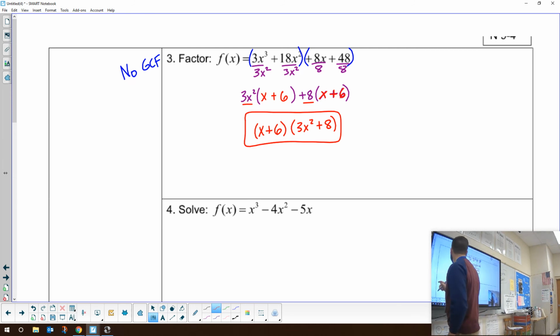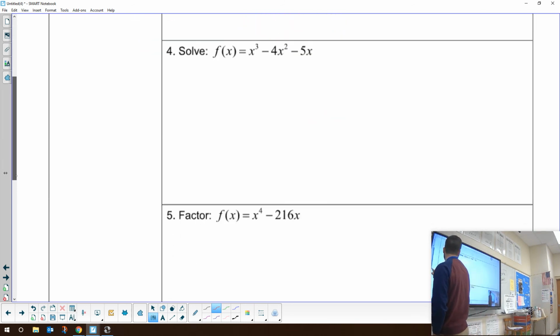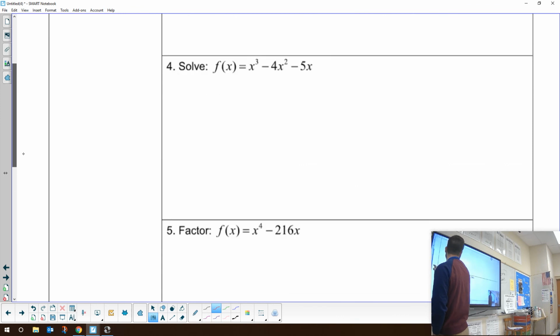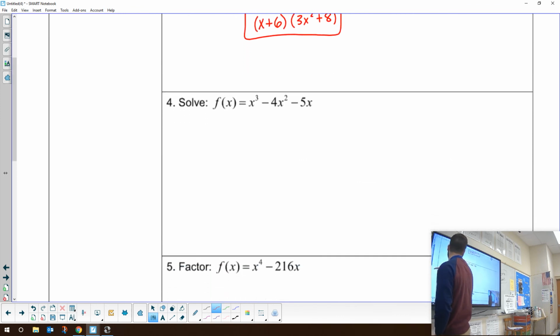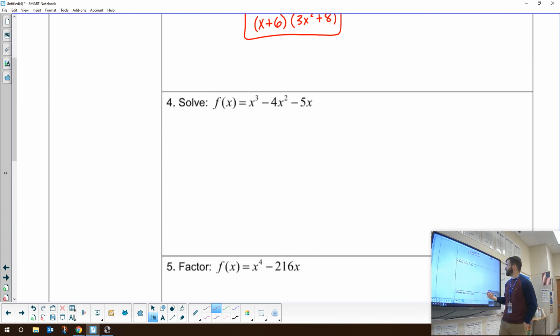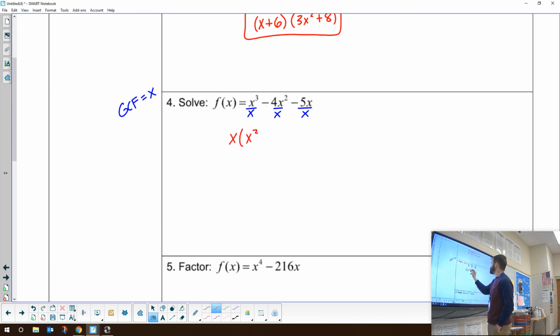All right, last one we're going to do together is number 4. We'll go over 5 and 6 tomorrow, but I wanted to remind you how to do number 4 a little bit. So number 4, we have x cubed minus 4x squared minus 5x. So what we can do is first we look for a GCF, and the GCF on this one is x. So we can come in here, divide each one of these by x, and we're going to get x out in front times x squared minus 4x minus 5.